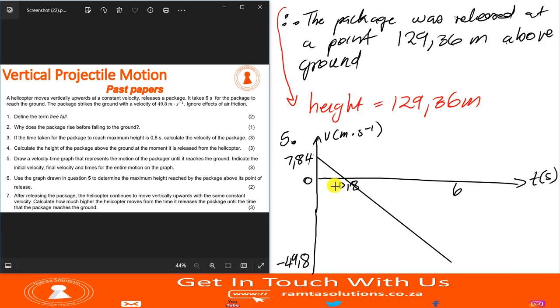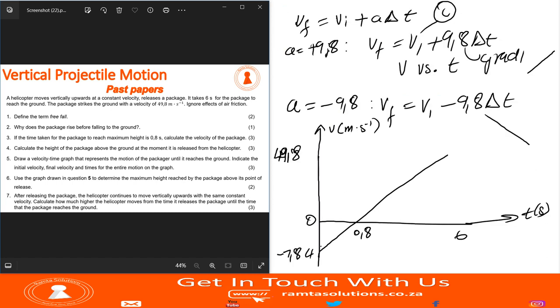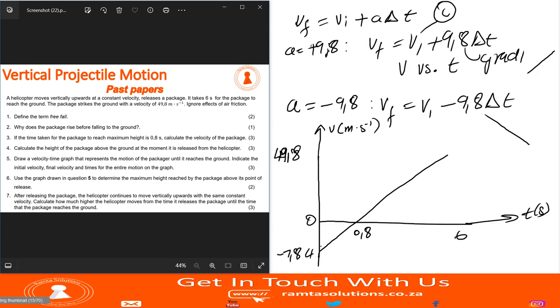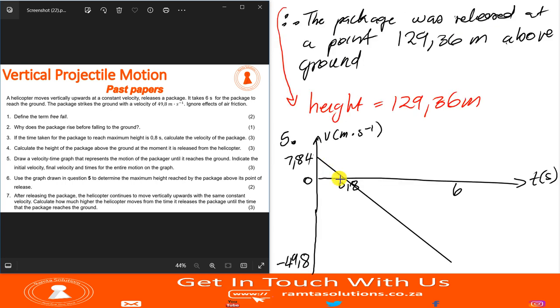So I prefer to use this one. The base is 0.8. And what is the height? It's 7.84. Can you see that? The height of this triangle is 7.84. So it's 7.84 times 7.84. So the reason I wrote 0 to 0.8 seconds is because I want to tell you that you must focus on getting the area of the piece within 0 seconds and 0.8 seconds.